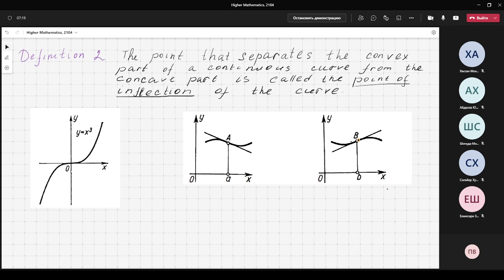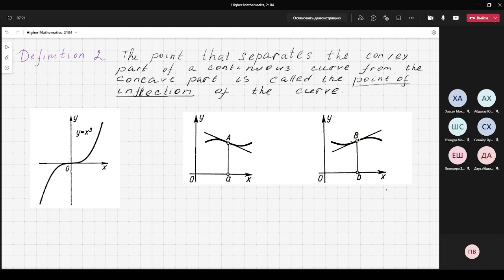It is obvious that at the point of inflection, the tangent cuts the curve, because on one side the curve lies under the tangent, on the other side above it. Let us now establish the sufficient condition for a given point of a curve to be a point of inflection.